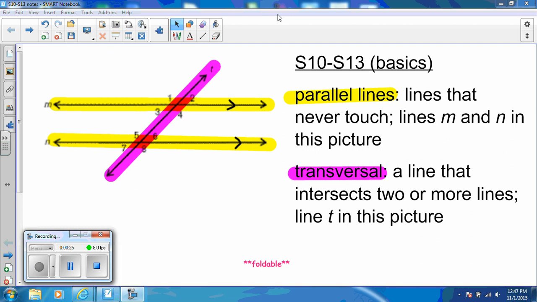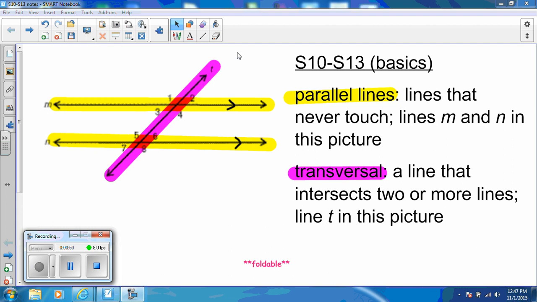So this is line M right here, and line N right here. I see the M and N are parallel to each other because of the arrows on them. The purple line that's drawn on here is a transversal. A transversal is simply a line that intersects two or more lines, and it's named line T in this case. So this purple line here, that's our transversal because it intersects both line M and line N.